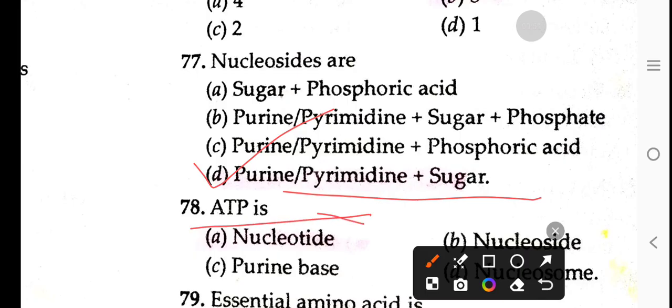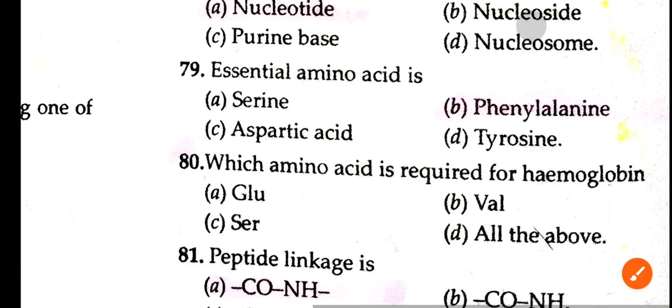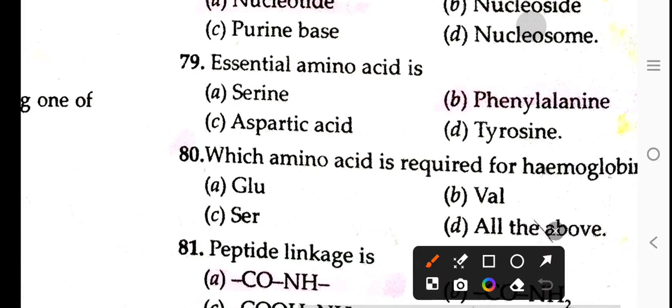ATP is a, so it is a nucleotide. Option number A is the right answer. Next, essential amino acid is, so it is phenylalanine, and the formula for remembering the essential amino acid is private name Hall.